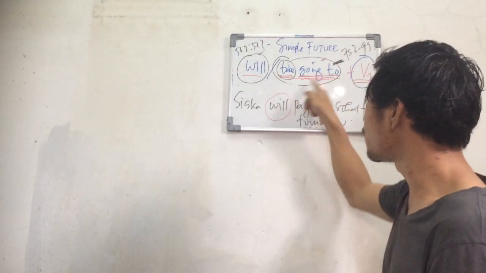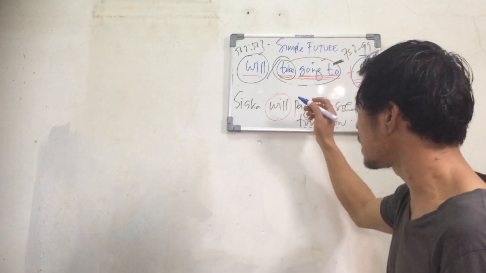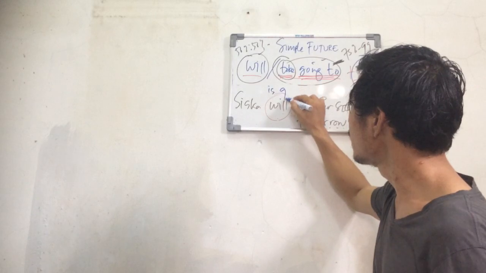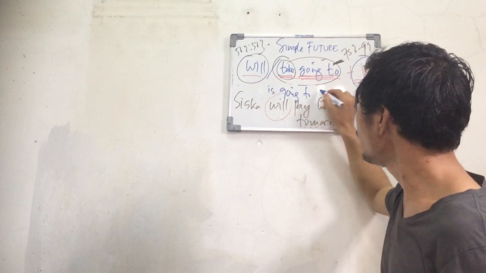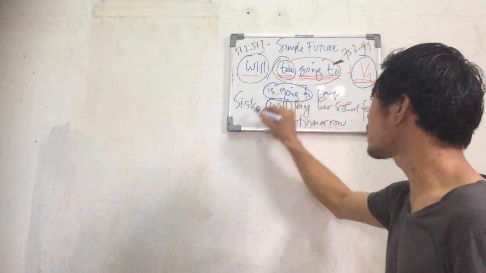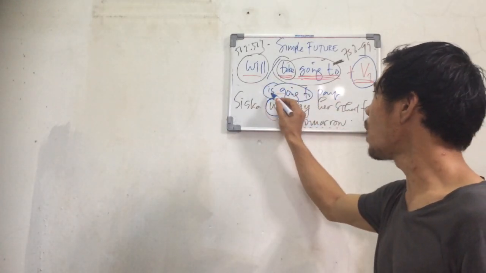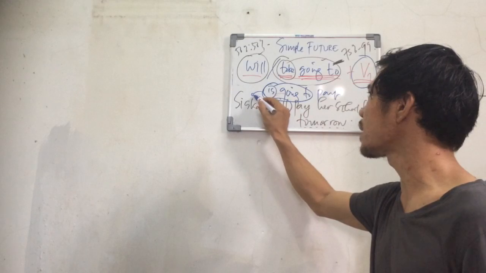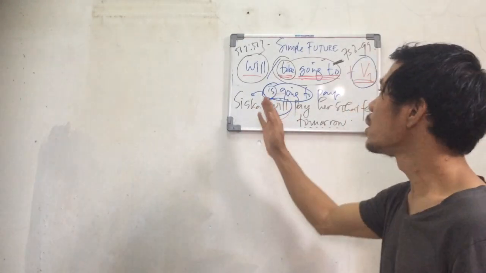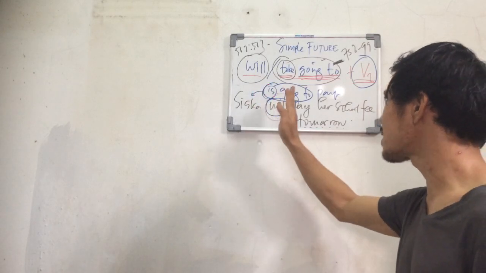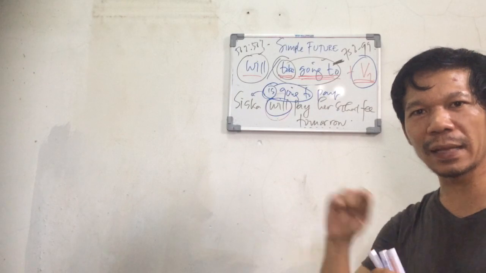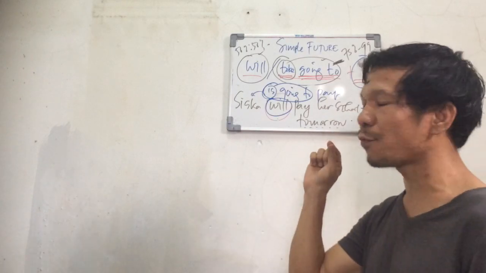Or if you use to be going to, if the plan is certain, so maybe Siska is going to pay. So it's the same. Is going to and will are the same. To be, why do we use is here? Because the subject is Siska, not I, not they. So Siska is going to, or Siska will pay. So that's the same, but in semantics, a little bit different.